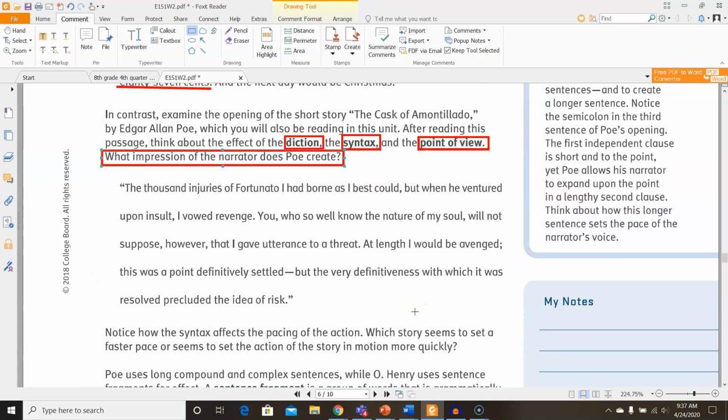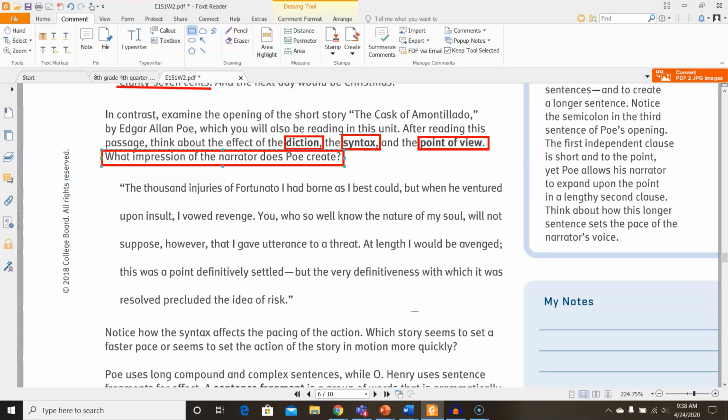Let's read this passage. "The thousand injuries of Fortunato I had borne as I best could, but when he ventured upon insult, I vowed revenge. You, who so well know the nature of my soul, will not suppose, however, that I gave utterance to a threat. At length I would be avenged. This was a point definitely settled, but the very definitiveness with which it was resolved precluded the idea of risk."